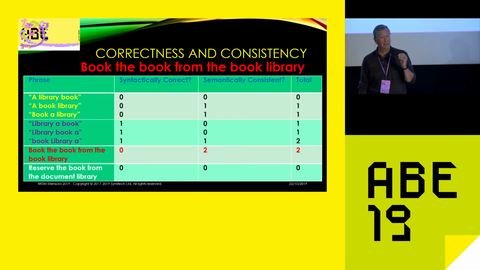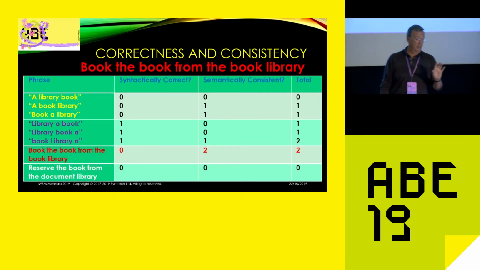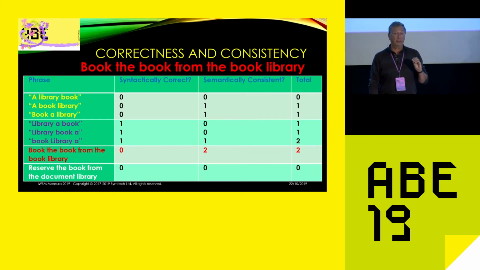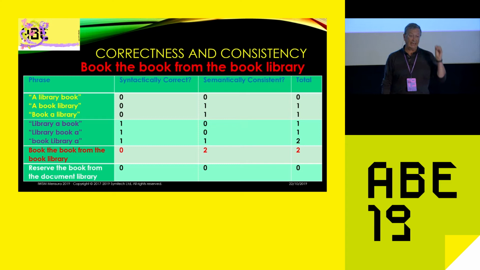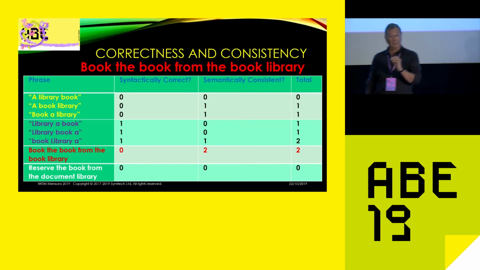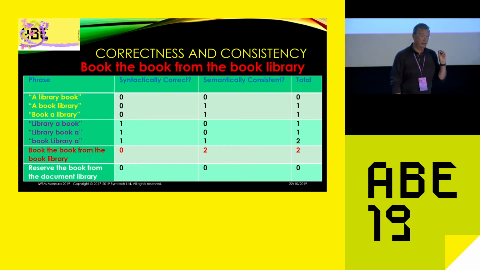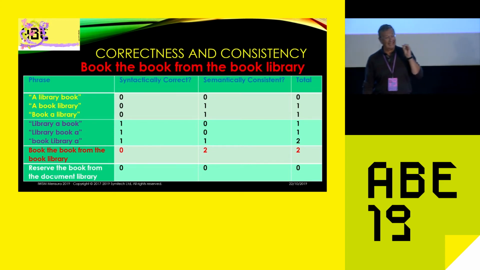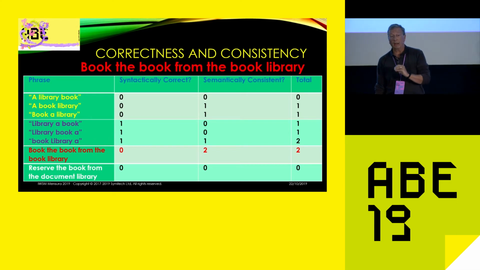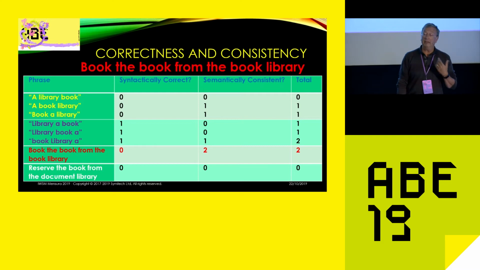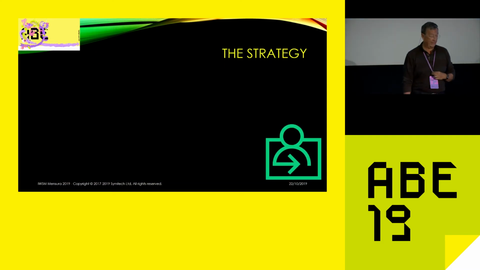Now, the key element here, and this is the first take-home, is that the book from the book library is syntactically correct, but semantically wrong. In other words, it's not a matter of just doing textual analysis and syntax analysis. We have to do semantic analysis as well to ensure that we have a well-formed user story. What we really should have said, I want to reserve the book from the document library.